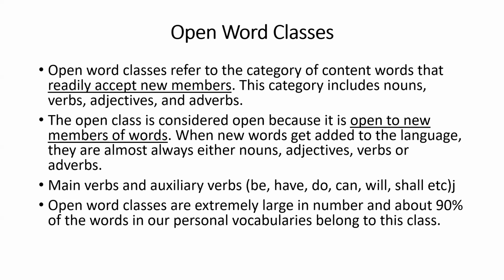I mentioned that verbs belong to the open word class, but not all verbs belong to this class. Even among verbs, you have different types. Like you have the main verbs, which belong to the open class, but the auxiliary verbs belong to closed class. The auxiliary verbs like be, do, have, can, shall, will, these are auxiliary verbs and they belong to the closed class. Okay.